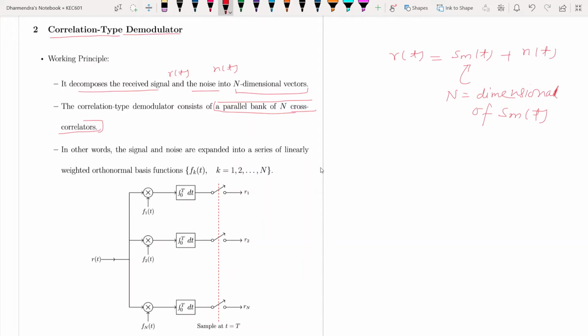In other words, signal and noise are expanded into a series of linearly weighted orthogonal basis functions. Because s_m(t), if it is N-dimensional as a transmitted signal, can be written as the sum of s_mk times f_k(t), where f_k(t) is the basis function.